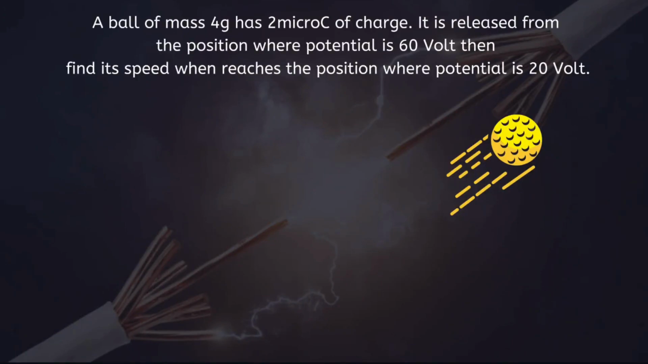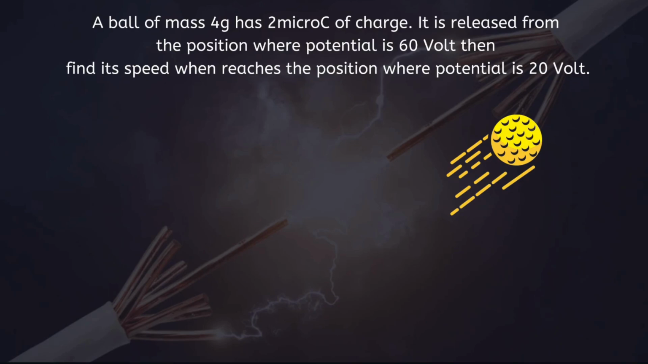So here there is a ball of mass 4 gram and what is the charge? 2 microcoulomb of charge. It is released from the position where potential is 60 volt, and then find its speed when it reaches the position where potential is 20 volt. We have to find the speed. Already we have done some similar question like this. We'll do it once again. You can pause this video and see that question there. I'm proceeding with the solution there.